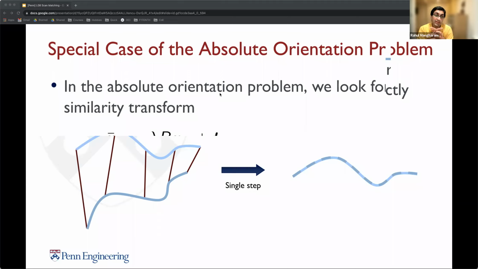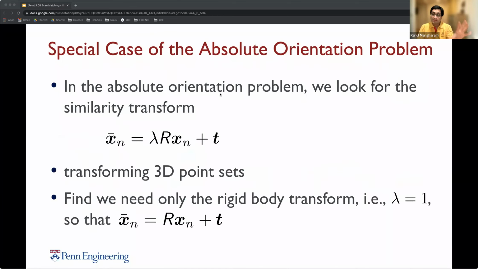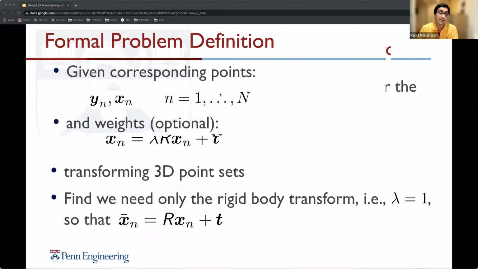For example, if you're performing 3D reconstruction from monocular images, we don't have the scale information, so we would need such a similarity transform for the point cloud. Here we assume that we know the scale, so we don't need to do this for our specific problem. But this is just to show you that there is a general class of absolute orientation problems, and this scan matching is a simplified version of that.